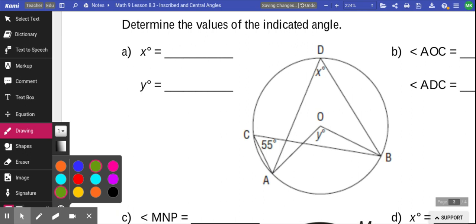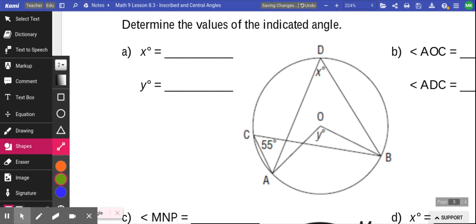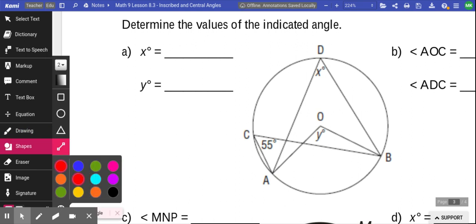Different ways that you can tackle this. One way that I would like to tackle this is by using inscribed angles and central angles. So there is one angle I'm given, it's 55 degrees. So I'm going to draw that. To get that 55 degrees, I went from A to C all the way out to B. And that's an inscribed angle.